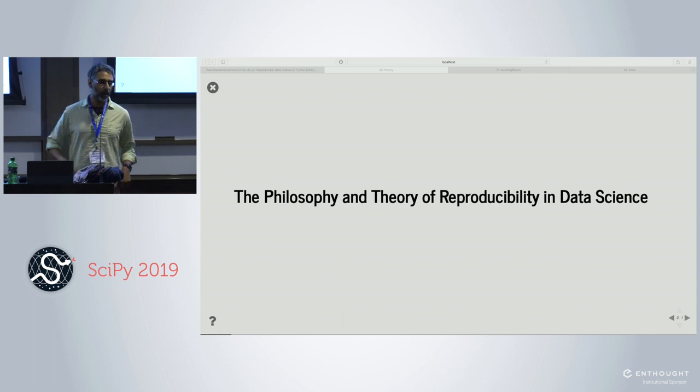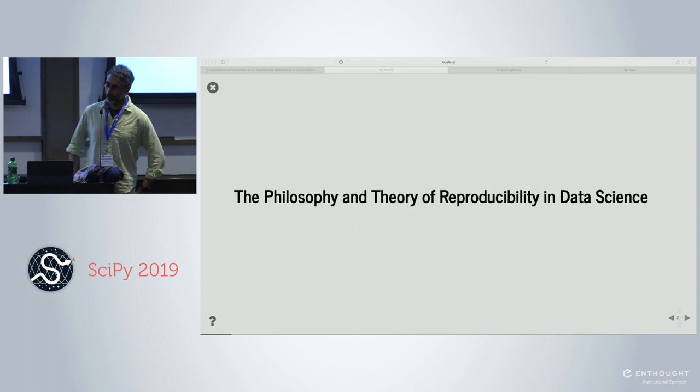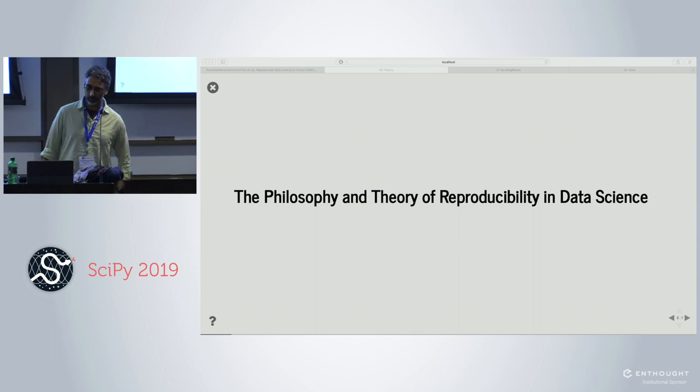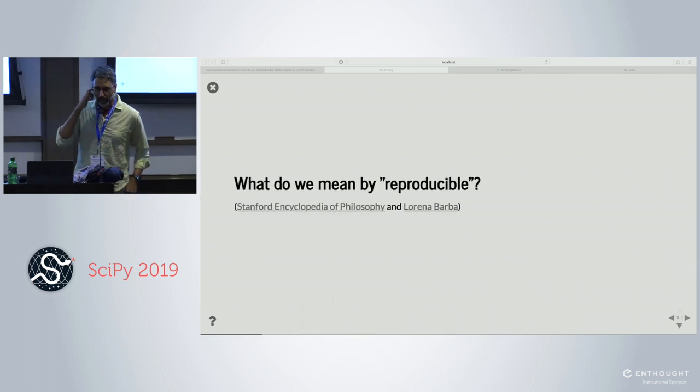Okay, so let's first start a little bit with the philosophy and theory of reproducibility in data science. Reproducibility has long been expected from data science, but people realized that a lot of research and work wasn't actually reproducible, and this created a so-called reproducibility crisis. As a result, it's led to a demand for more people paying attention to reproducibility. But what do we mean by reproducible?